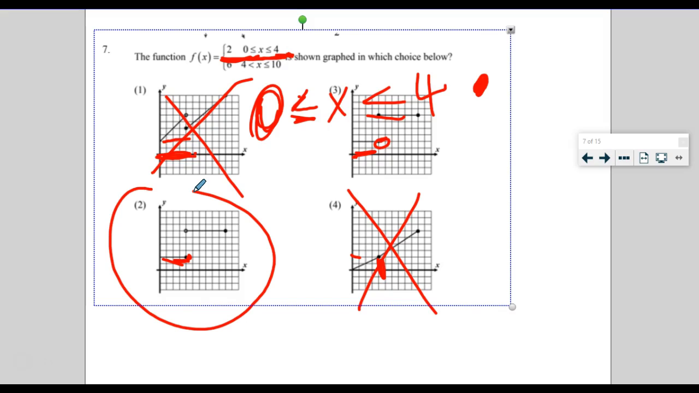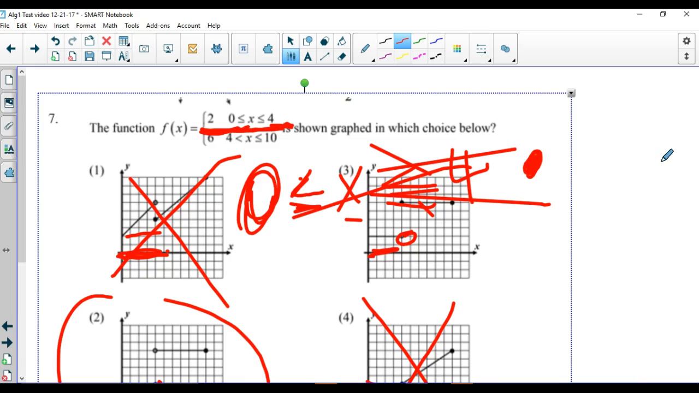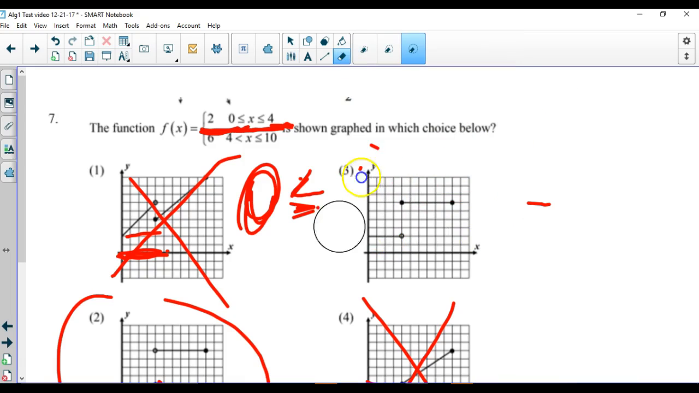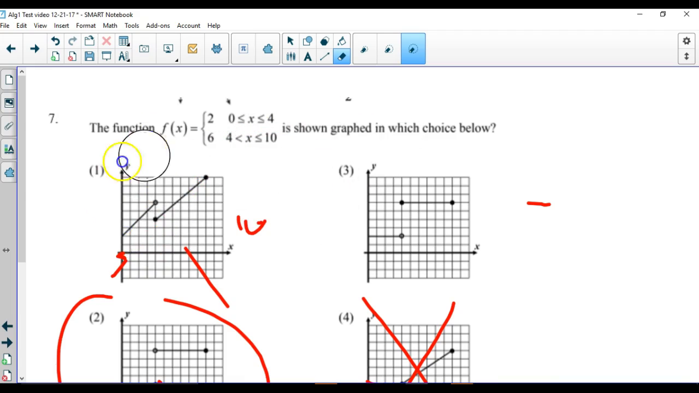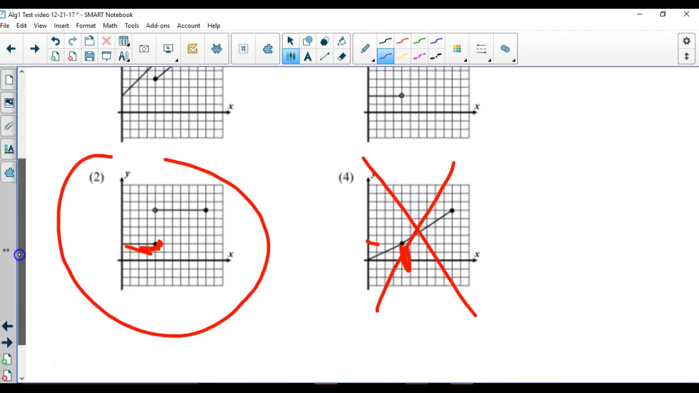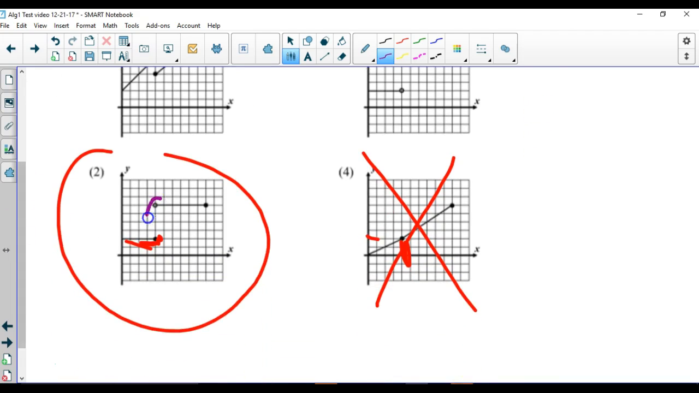But just to confirm, we're going to look at the other choice as well, just to make sure that Mr. Swenson didn't make a mistake in this question. Okay. This right here, that's an open circle. So when I go to the 6, there needs to be an open circle there. So when I go to the 6 up here, there goes my open circle. So now we've confirmed that is your answer.